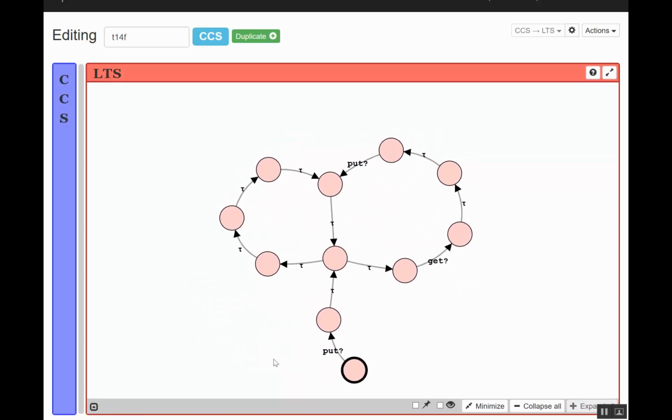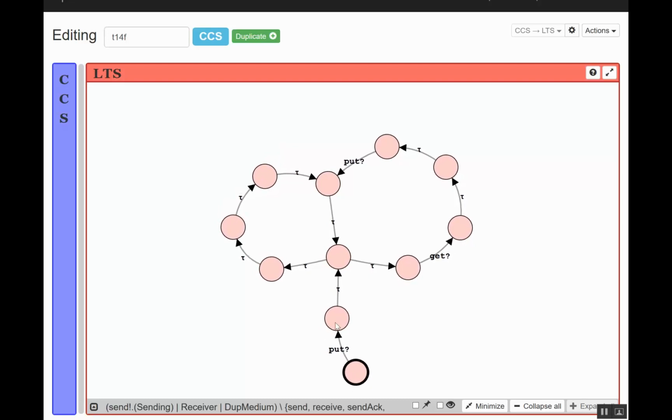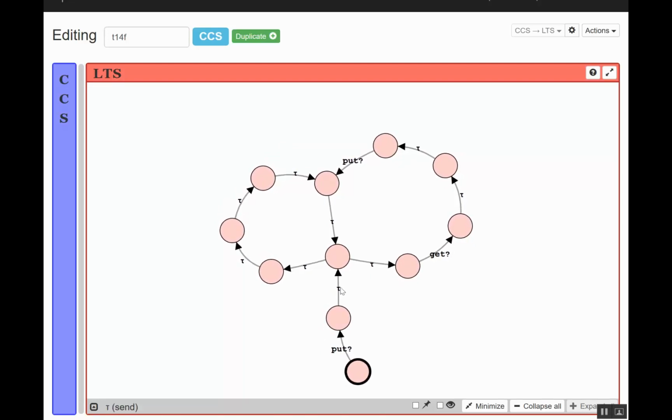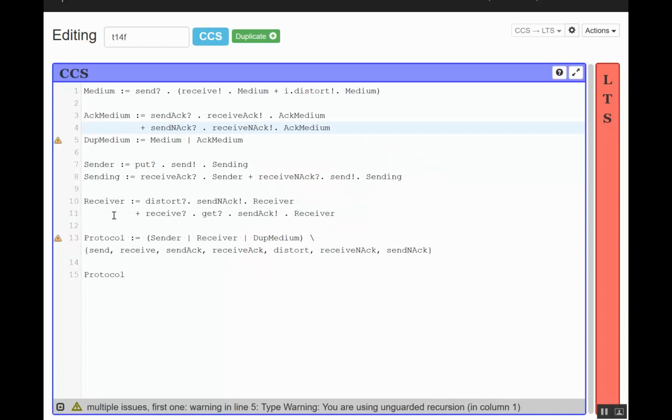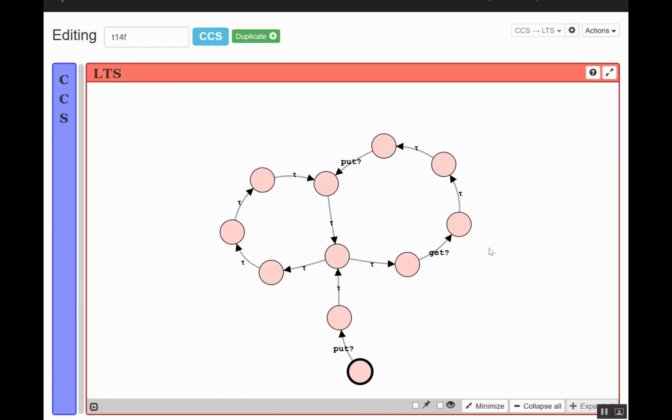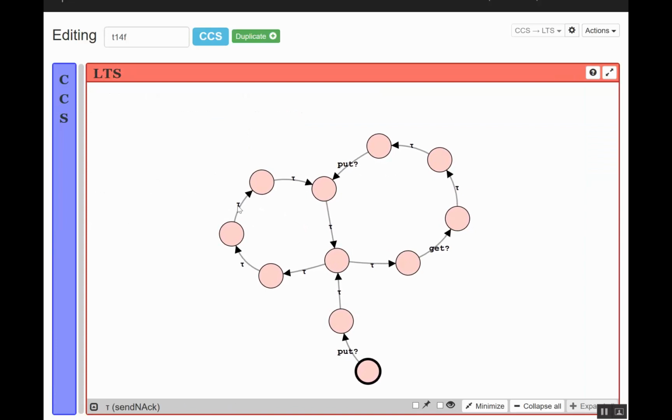So what do we have now? We have here a protocol where you put in some data, then it travels over the channel. It may get distorted. No, sorry, this is the I, right? This is the I of the distortion, this tau here. Then comes the send no acknowledgement, receive no acknowledgement, retry. Lost again, distort, no acknowledgement, retry, and so on and so on, right? So this here is always resent, and once it does arrive on the other side, there's a get, and there can be a new put.